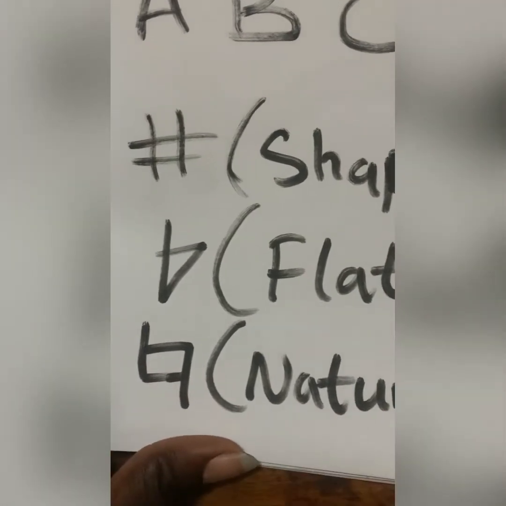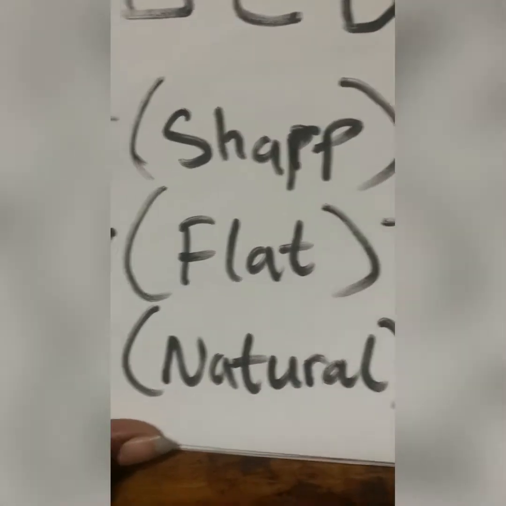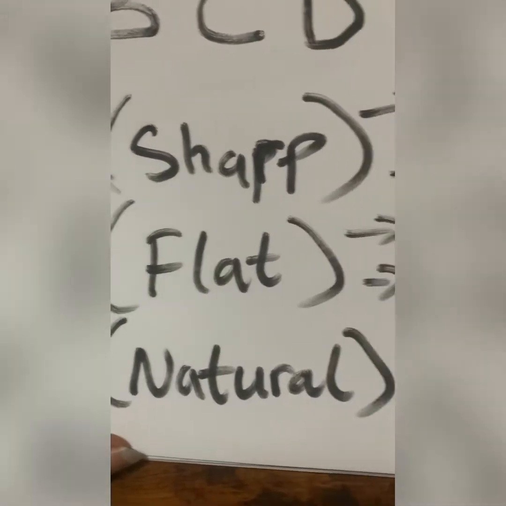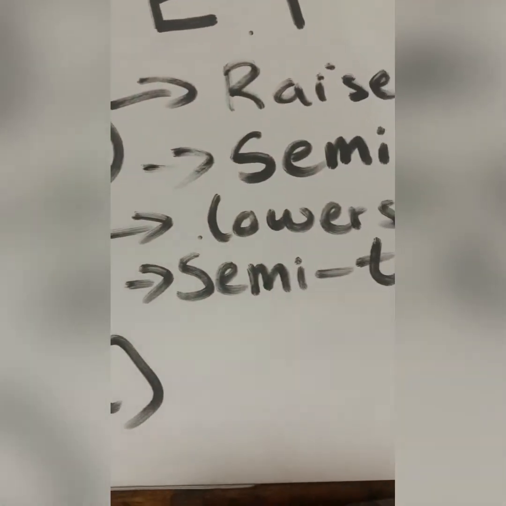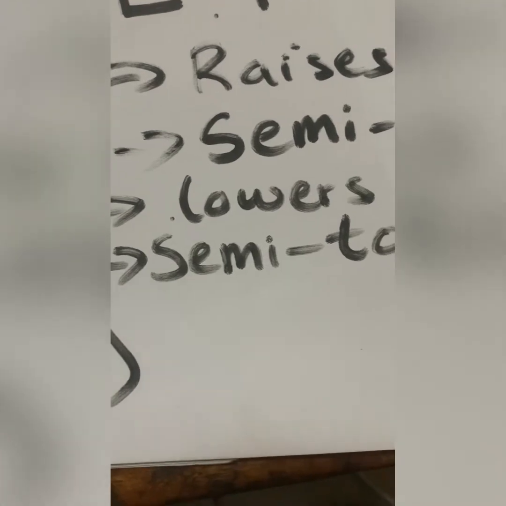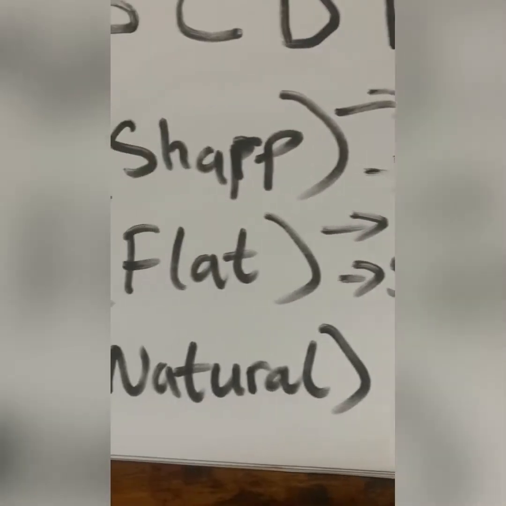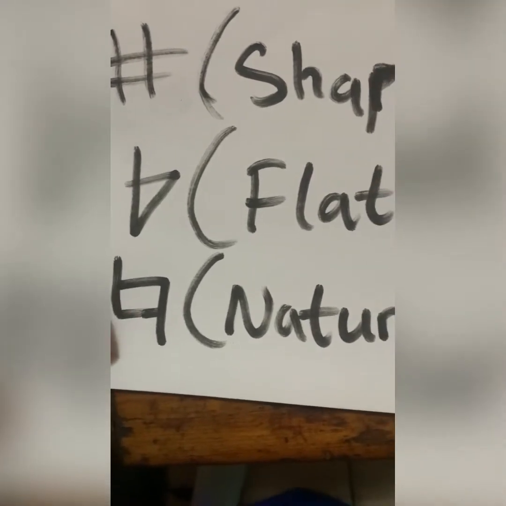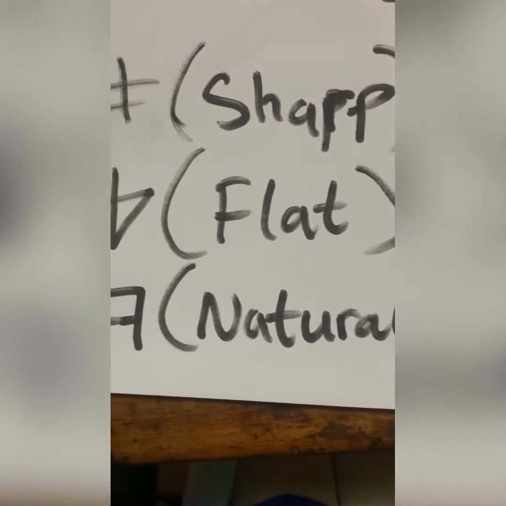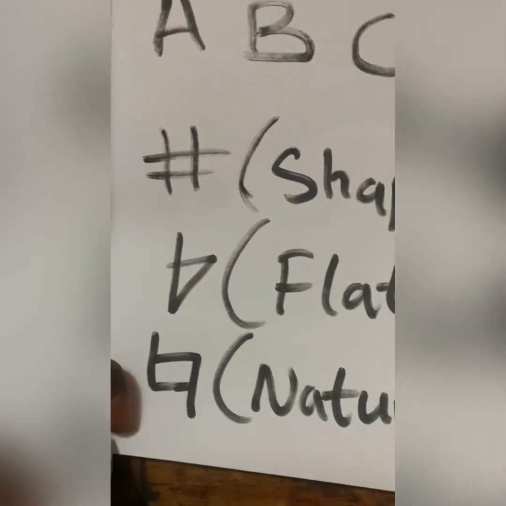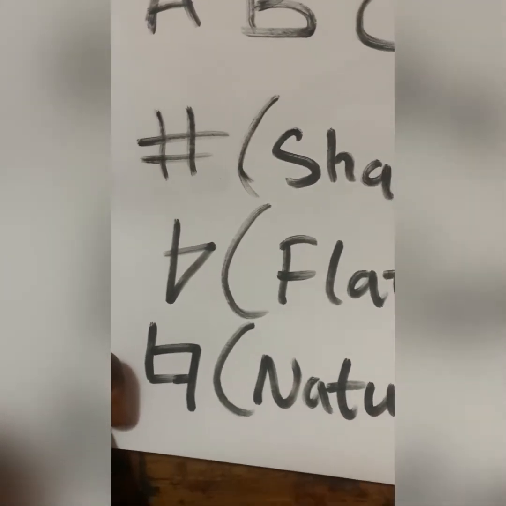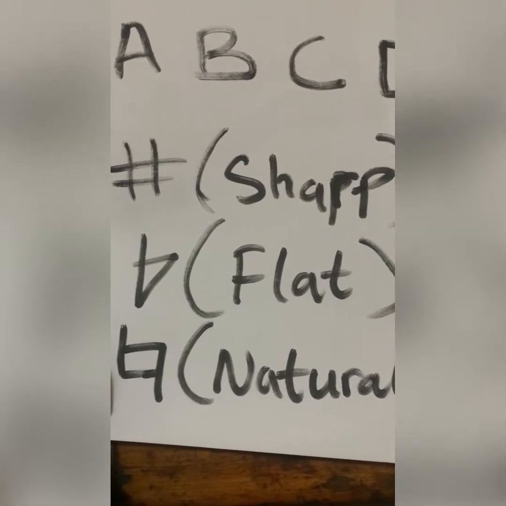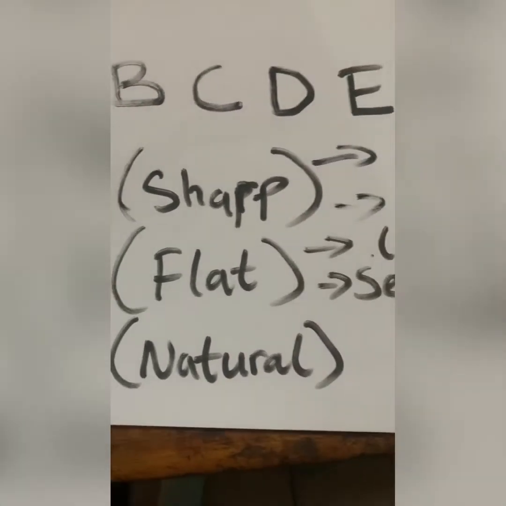Now we'll go over to the flat. The flat is this way. As you can see, it's like a b. It also lowers the key by a semitone. I'm also going to explain that. And we can see the natural sign. This is our natural sign. And what does the natural sign do? It neutralizes the sharp and the flat. So we're going to go over to the piano to really explain what I just said here.